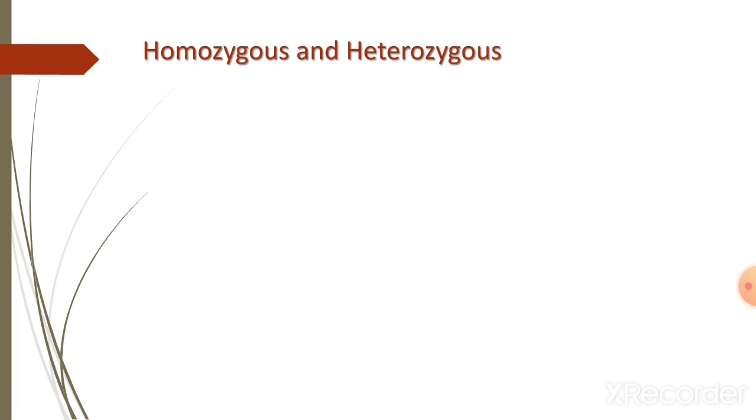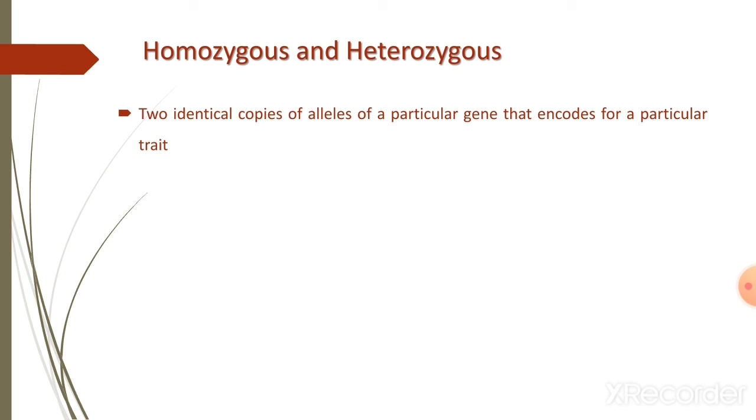Now the next concept is what is homozygous and what is heterozygous. Homozygous is a term in the field of genetics that describes two identical copies of alleles in the gene sequence that encodes for a particular trait. As we obtain our genetic material from a father and a mother, not all of the double strand of our DNA is exactly the same.